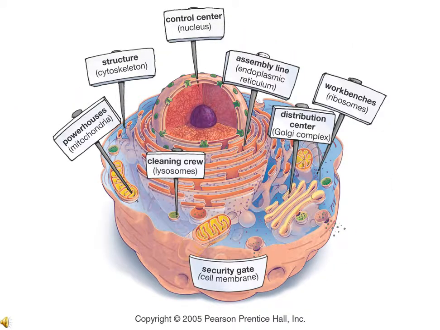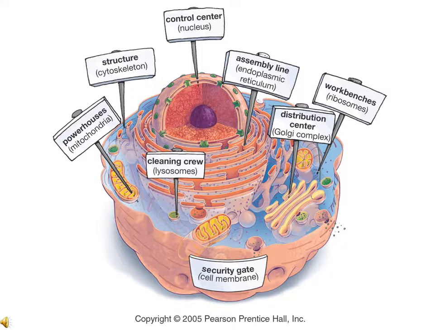Now, let's look at a cell as a manufacturing plant. A plant that manufactures a variety of important biological substances. One of the most important will be the macromolecule called proteins. Now, as a factory, many of you have worked at factories, we have a control center where decisions are made. We have a manufacturing plant called the endoplasmic reticulum.